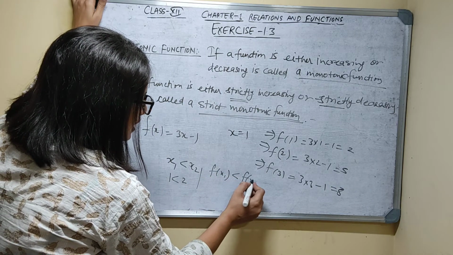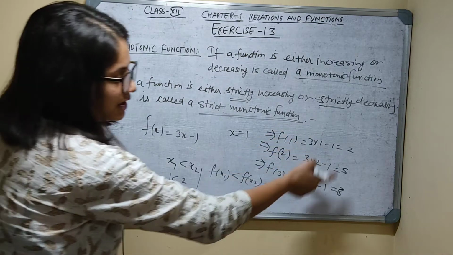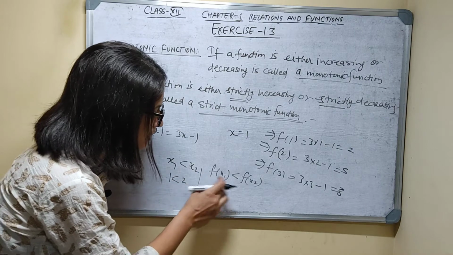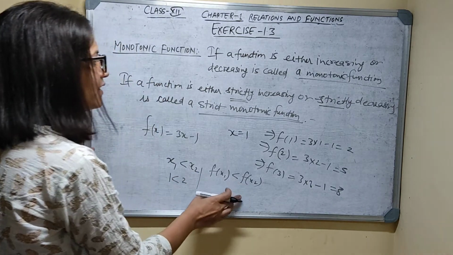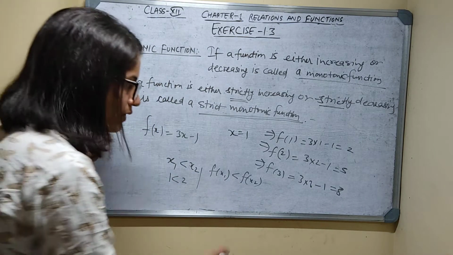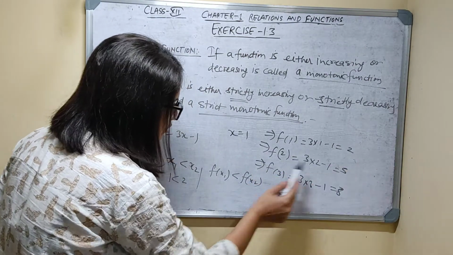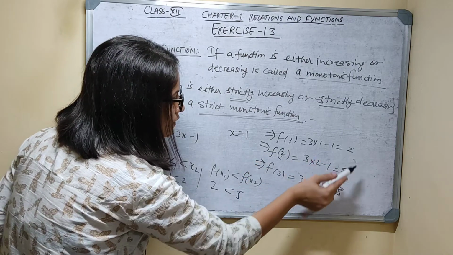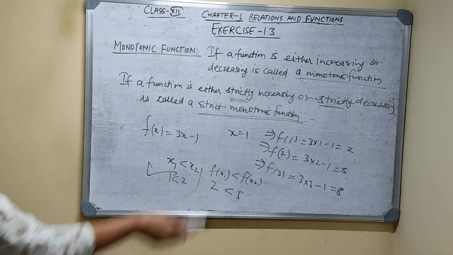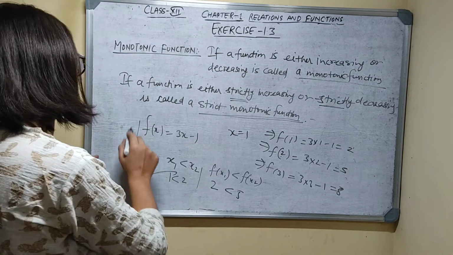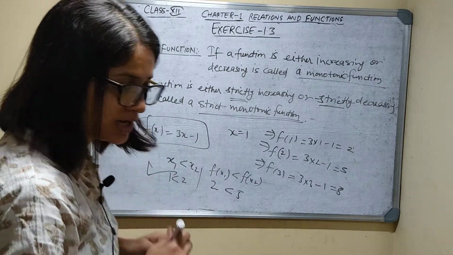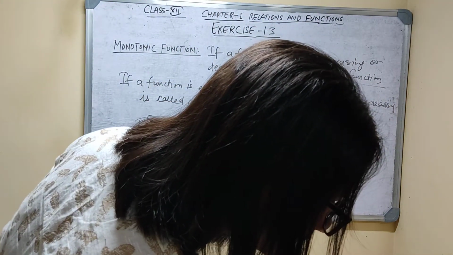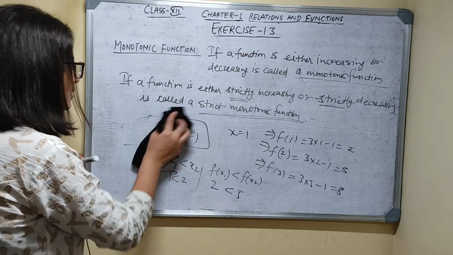less than f of x2. Here you can see it is not equal, but f of x1 is less than f of x2. If x1 is less than x2, then f of x1 is less than f of x2. Then you can say this is a strictly increasing function. You can see here f of 1 is 2. F of 2 is 5. So 2 is less than 5. If 1 is less than 2, then 2 is less than 5. This condition is satisfying. That's why I can say this function f of x is equal to 3x minus 1 is a strictly increasing function.